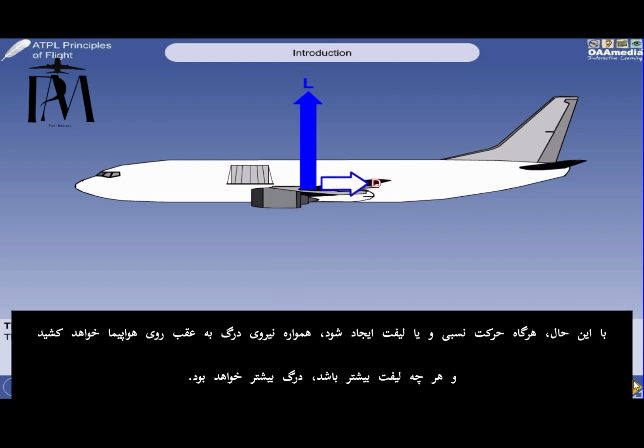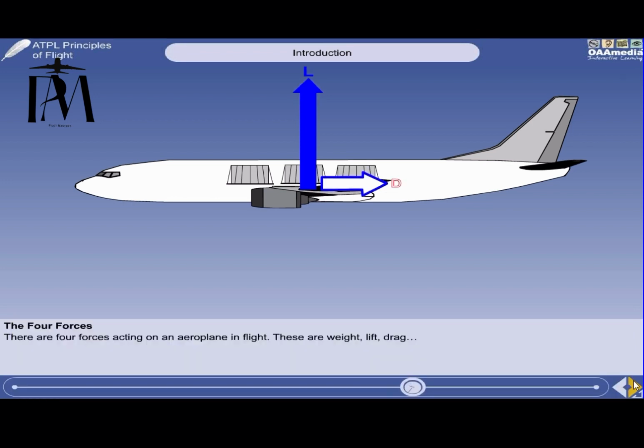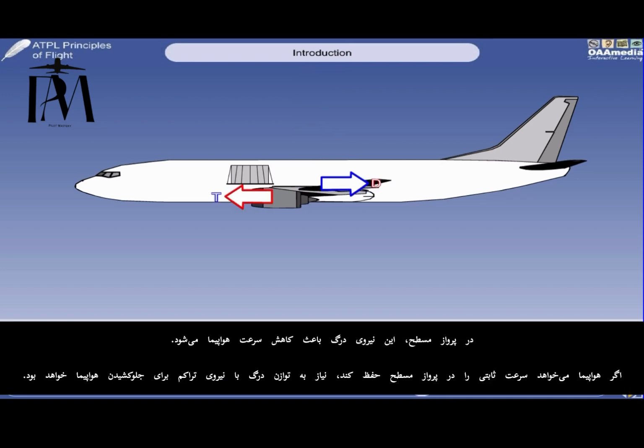However, whenever there is relative motion and/or lift is produced, there will always be a force, drag, pulling backwards on the aeroplane. And the greater the lift, the greater the drag. In level flight, this drag force would slow the aeroplane down. If the aeroplane is to remain at the same speed in level flight, the drag must be balanced by a force, thrust, pulling the aeroplane forwards.